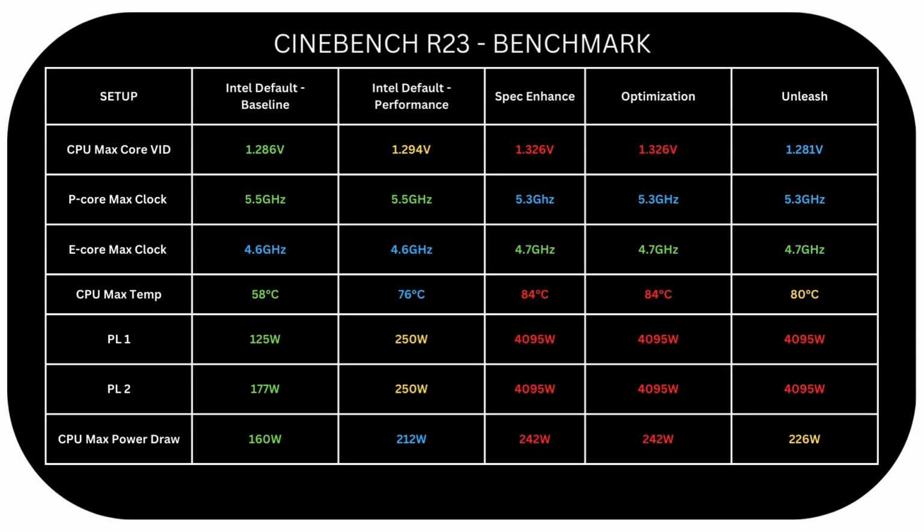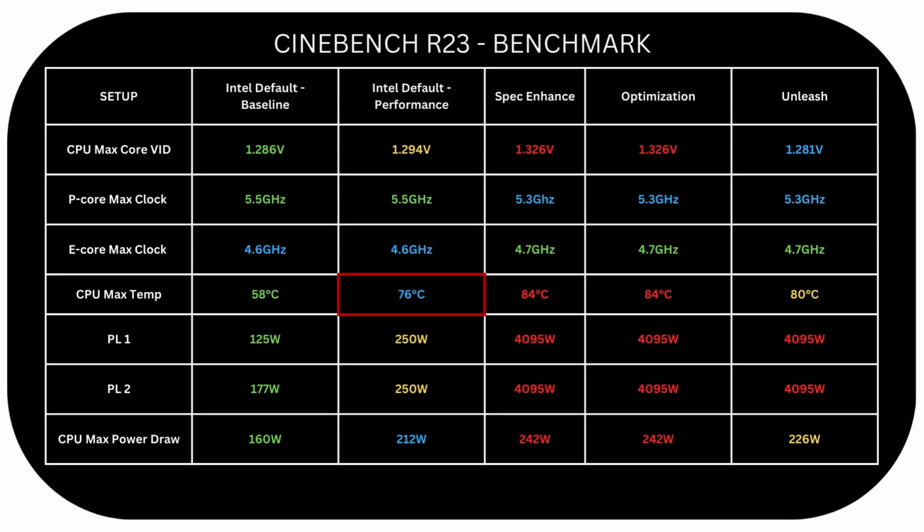However, as for E-cores, it's quite the opposite. Those 3 power profiles increase the E-core clock by 1 plus, getting to 4.7 GHz compared to 4.6 for Intel default ones. As for temperatures, our lowest temp is with Intel default baseline, getting to only 58 degrees. I'm not even undervolting here. It's all controlled by the power profile.